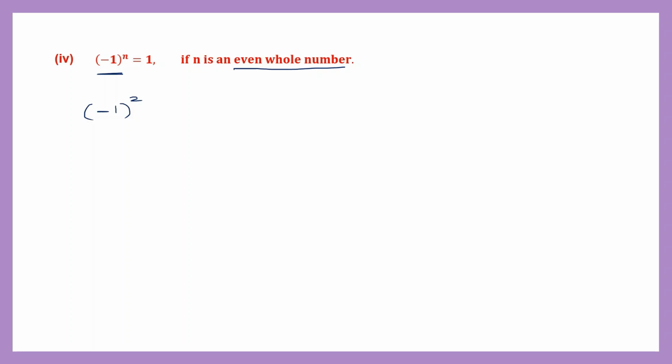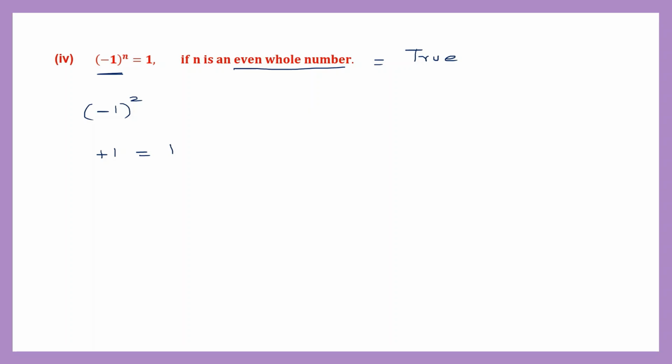Now how much is this? Now remember the rule which said if you have a negative integer and if it is raised to a power which is an even number, your answer will always be positive. So here the answer is going to be positive. So plus 1 raised to the power of 2 means 1 into 1, which is 1. So on the left hand side we have 1. On the right hand side also we have 1. That means both are equal. This statement is true.